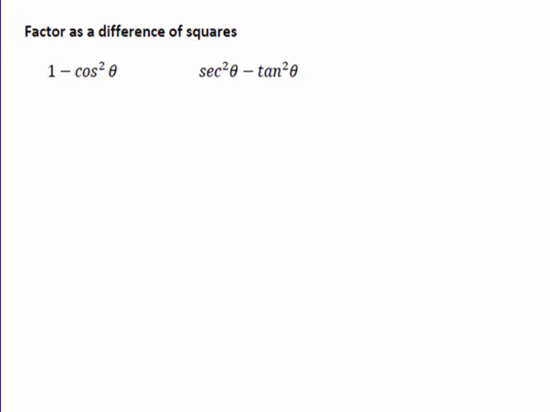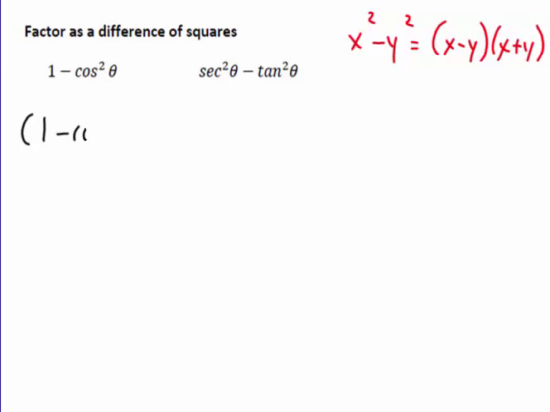Well, what if we have one of the corollaries, 1 minus cos squared theta, or secant squared theta minus tan squared theta? What we have to recognize is this is actually a difference of squares. And remember, difference of squares, if we have x squared minus y squared, we can factor that as x minus y, x plus y. So 1 minus cos squared theta could actually be factored as 1 minus cos theta multiplied by 1 plus cos theta. It's really just a difference of squares.